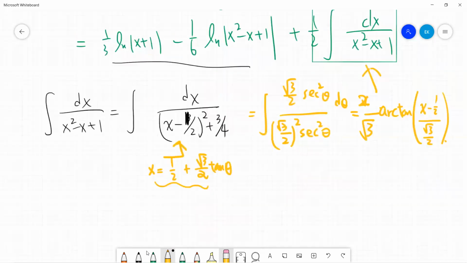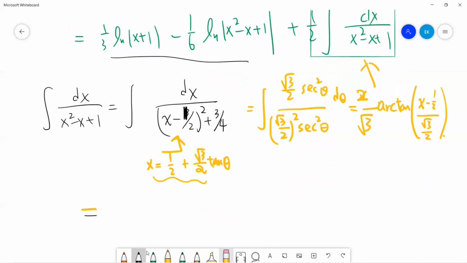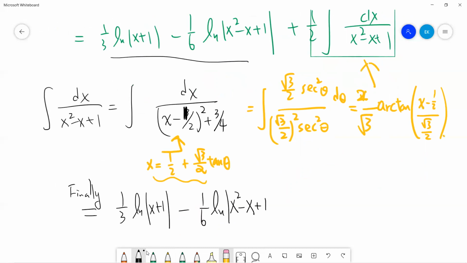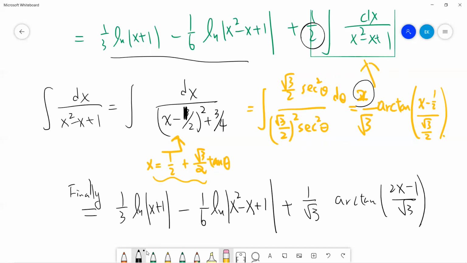So finally, the final answer: 1 divided by 3 log of x plus 1, minus 1 over 6 log of x squared minus x plus 1, plus, so these factors can cancel, you get 1 divided by square root of 3 arctangent of 2x minus 1 divided by square root of 3, plus c. Okay, yeah, so this is the step-by-step calculation of this.